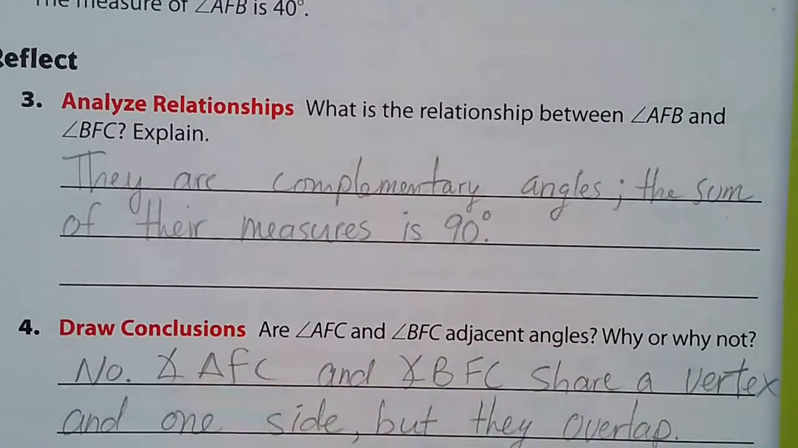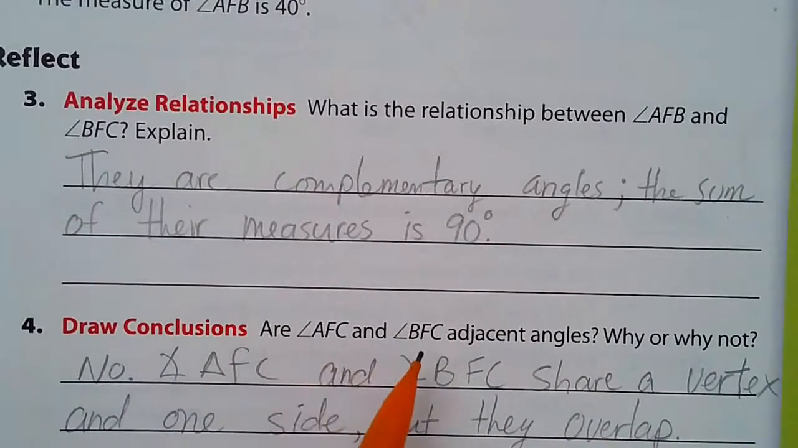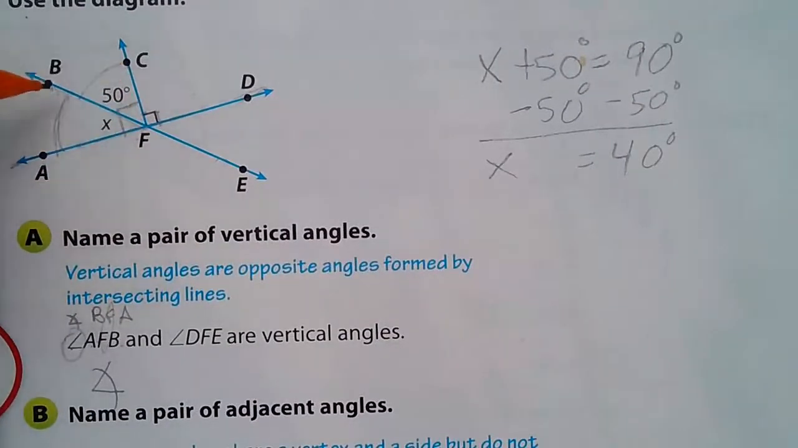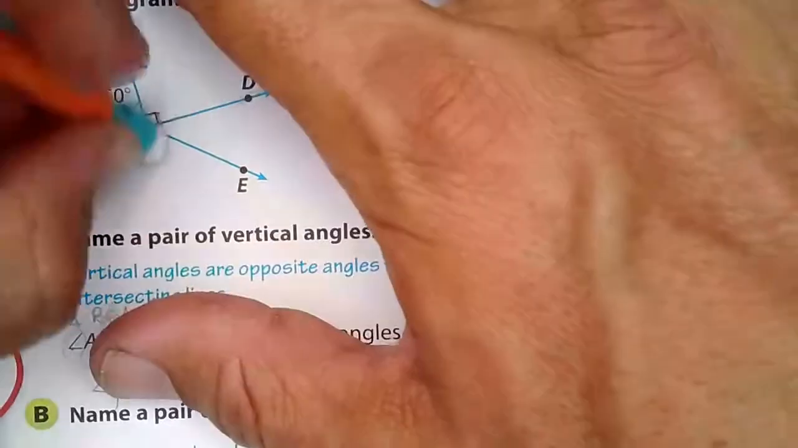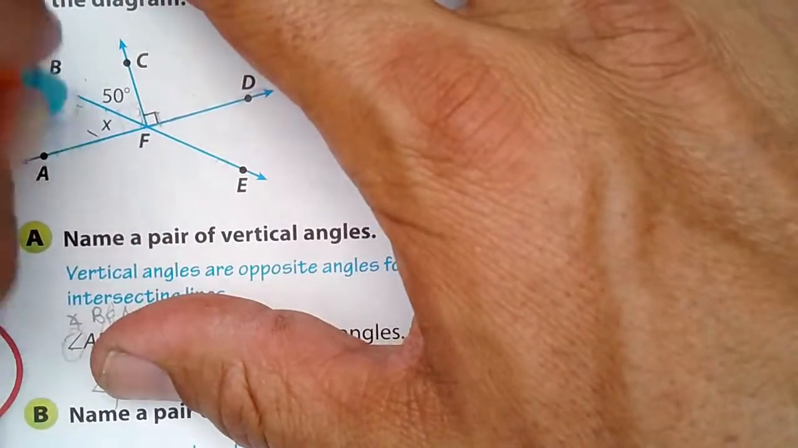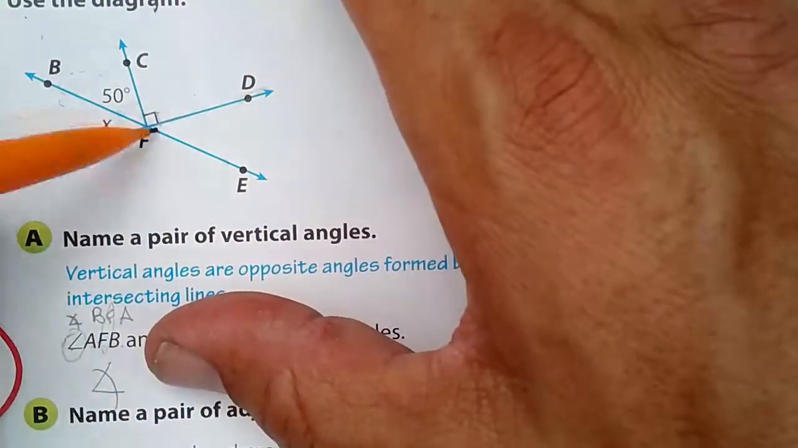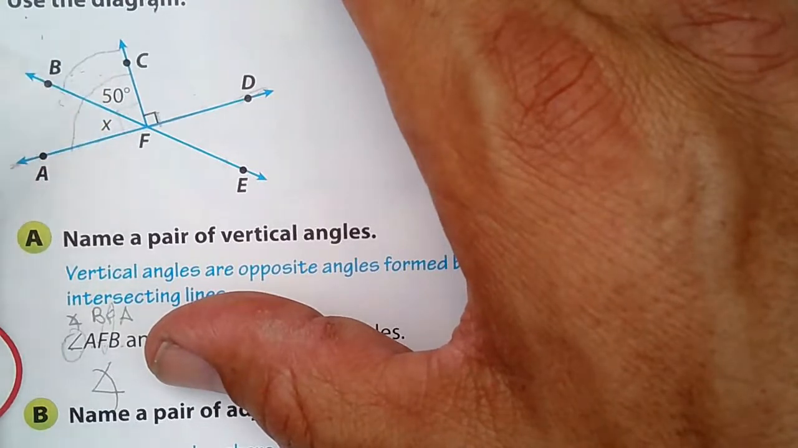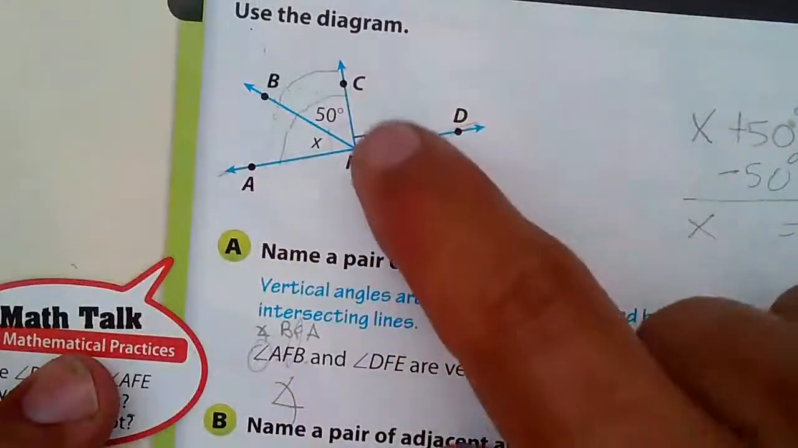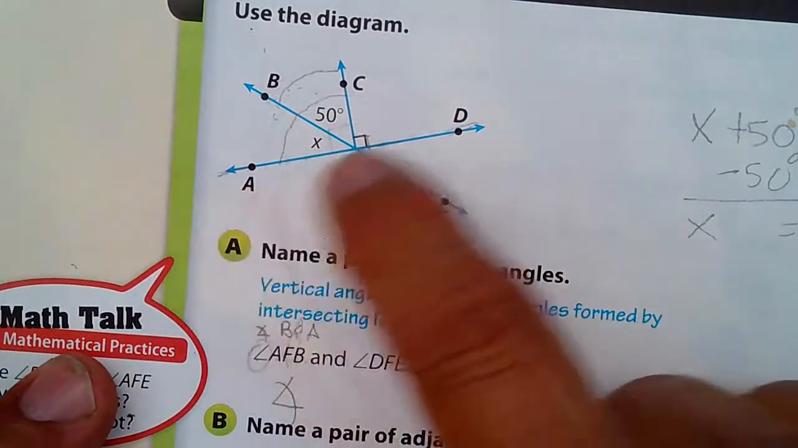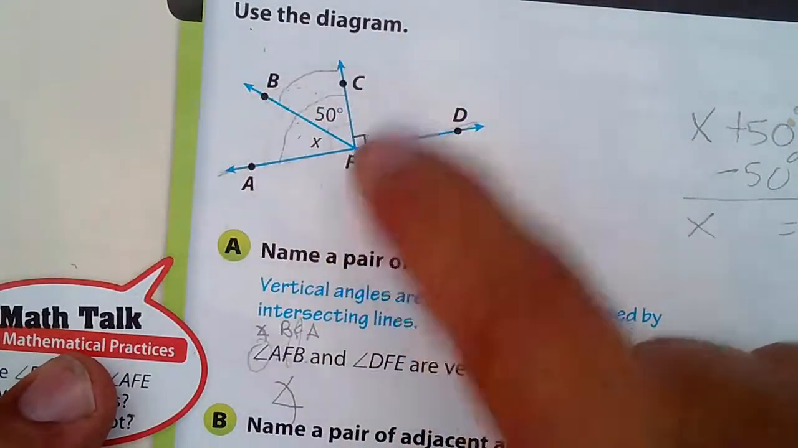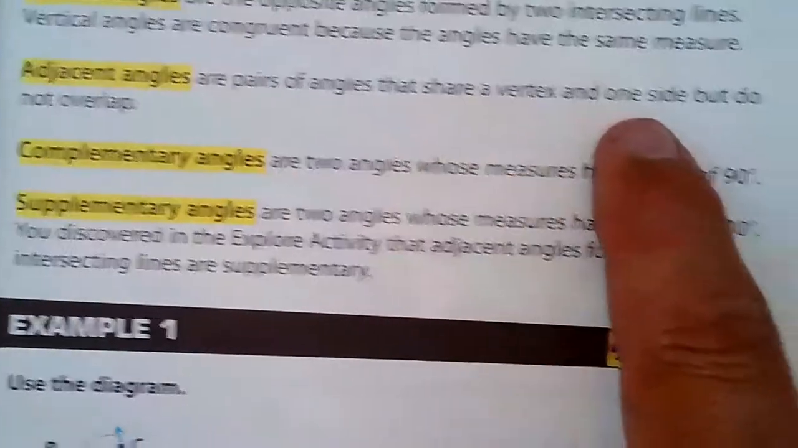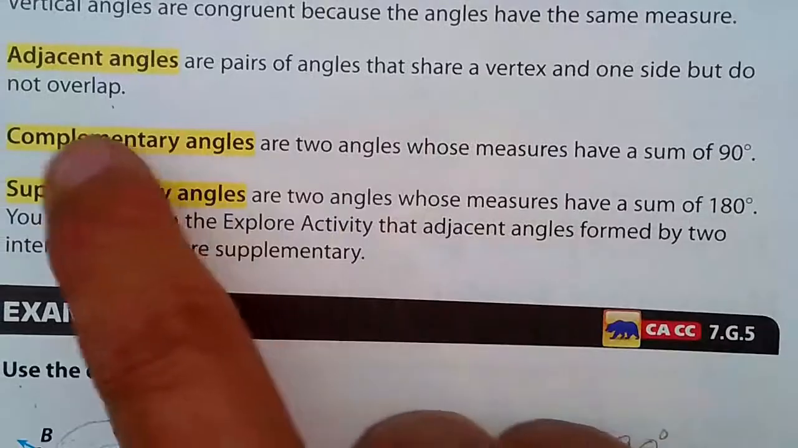Let's draw some conclusions on this. Are AFC and BFC adjacent angles? So AFC, and BFC. Okay, so let's see. We're talking about AFC, this, and BFC, this. So the question is, is this angle adjacent to this angle? Well, let's take a look at adjacent angles. They are pairs of angles that share a vertex and one side, but do not overlap.